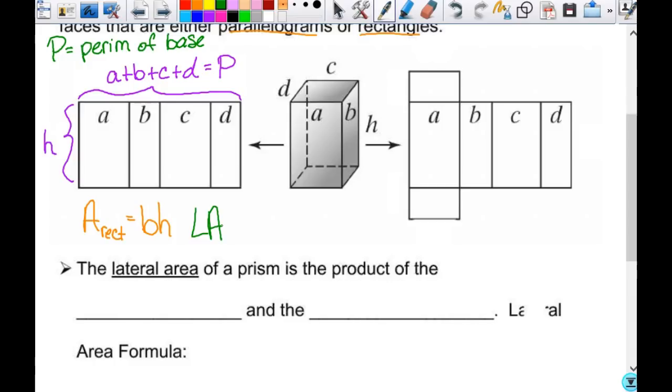Sometimes it's represented with just L. You'll see it both ways. I think your textbook just uses L, and that's why I started trying to do that. But LA for lateral area makes a whole lot more sense. But know that it could be represented that way on some formula charts.